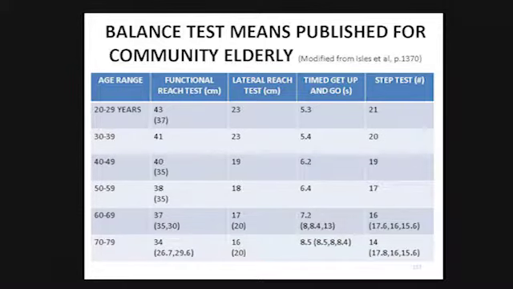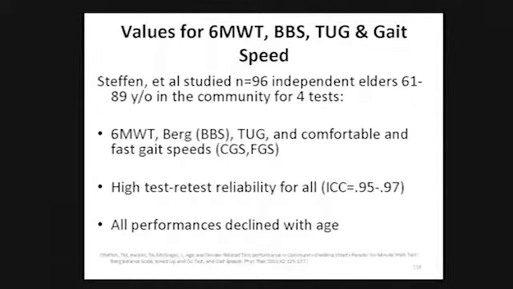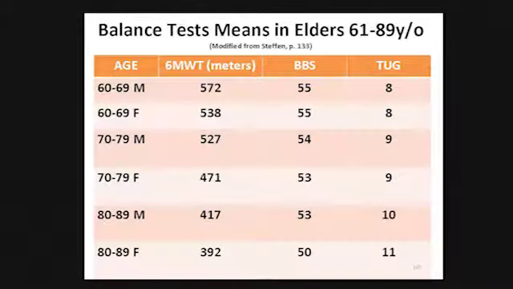I put them together in a chart. Age range 20s to 80. Functional reach, lateral reach, TUG, and step test. So a lot of reliability between these tests. Steffen looked at 4 tests in people from their 60s to 89. 6-minute walk test, Berg, TUG, and comfortable and rapid gait speeds. All have high test-retest reliability. Okay, and this shows you some of the values there. 0.95 to 0.97, excellent reliability.